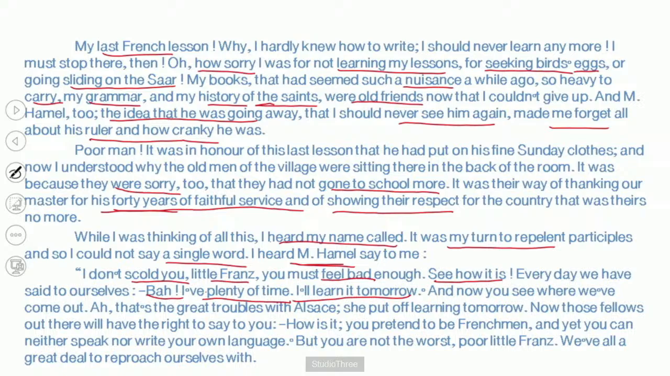Now, what do you see where we have come out? That is the great trouble with Alsace. See, put off learning until tomorrow. Now those fellows out there will have the right to say to you, how is it you pretend to be Frenchmen? Means you never learned these participles or never practiced them, and when another teacher is there, then what would you tell him or her? That I have not learned too much about the participles.